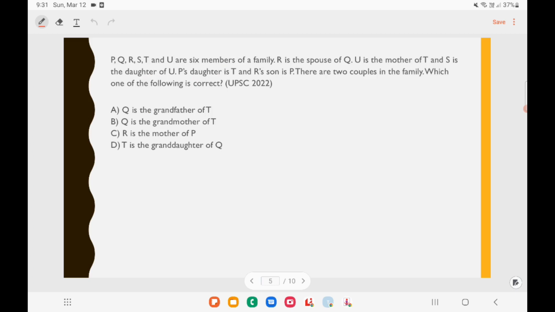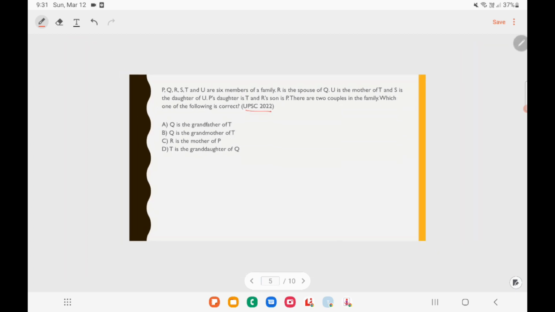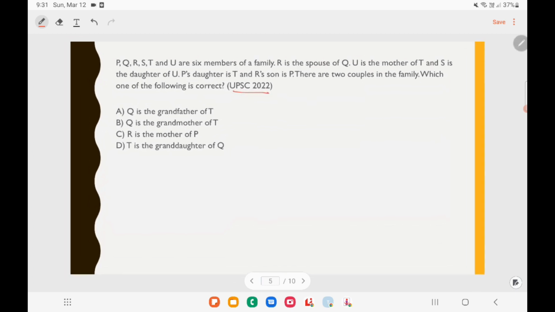So let's take the next question from UPSC 2022. P, Q, R, S, T and U are 6 members of a family. R is the spouse of Q. Okay, R is the spouse of Q. That means R and Q are married. Again, spouse means we don't know the gender. So I'm just writing R and Q like this.